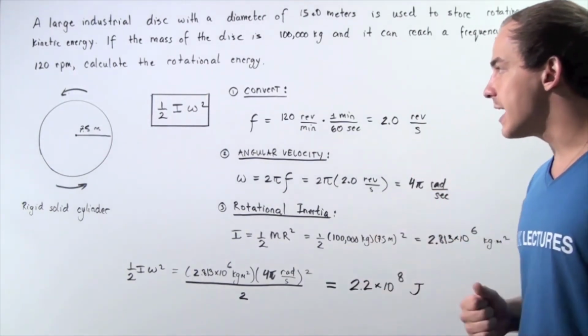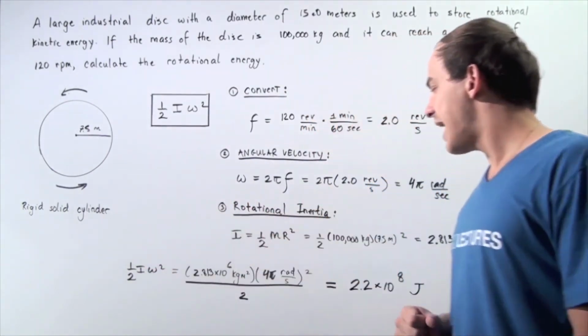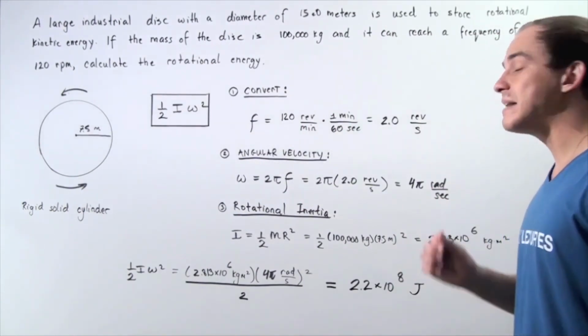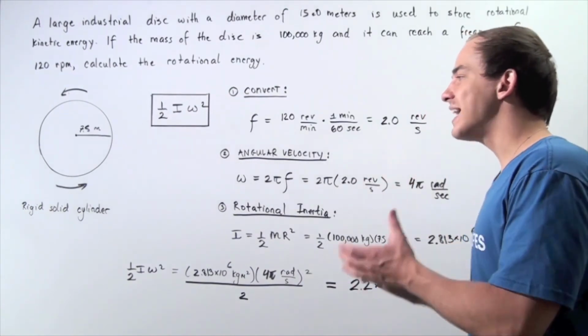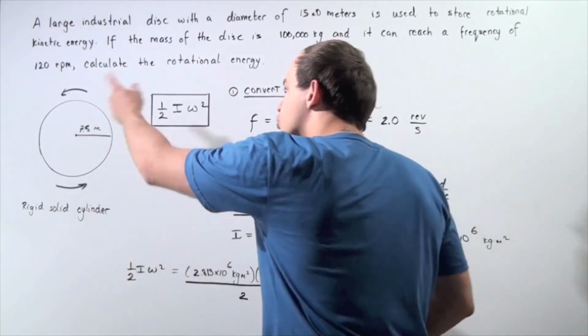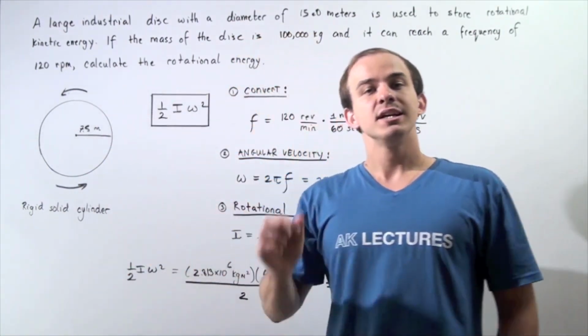In the final step, we simply plug in our values. We plug that into the calculator and we get approximately 2.2 times 10 to the 8th joules of rotational kinetic energy stored in our object when the object is rotating in the following counterclockwise direction.